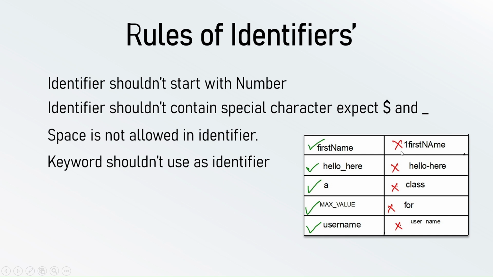But if the first letter is a number and then you write alphabetic characters, it's wrong. The compiler gives you an error. And if you type hello dash here, that is also the wrong way, and the compiler gives you an error. And the class, if you use a keyword as an identifier, then you will get an error as well. If you use for, here also for is a keyword. If you use that as an identifier, you will get an error.